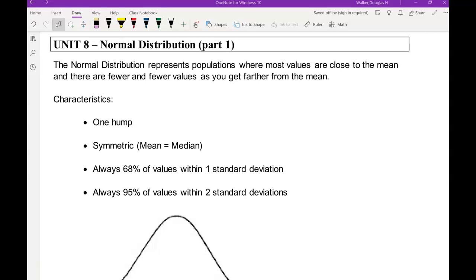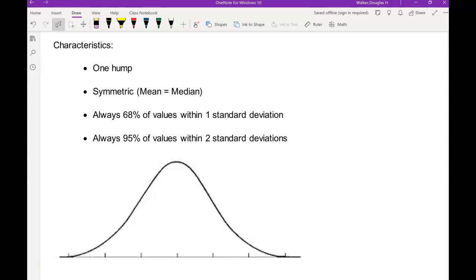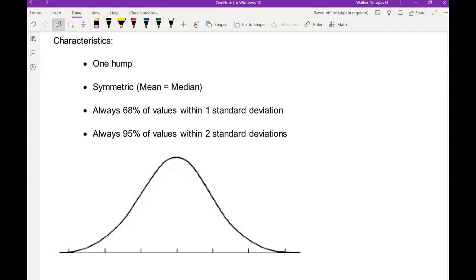An example might be men's heights. The average height is about 5'10" for men. So most men are going to be within 2 or 3 inches of that 5'10". As you look at heights a lot taller than that or a lot shorter than that, you're going to find fewer and fewer people. You can represent it with this shape of the normal curve. It's symmetric with one hump.